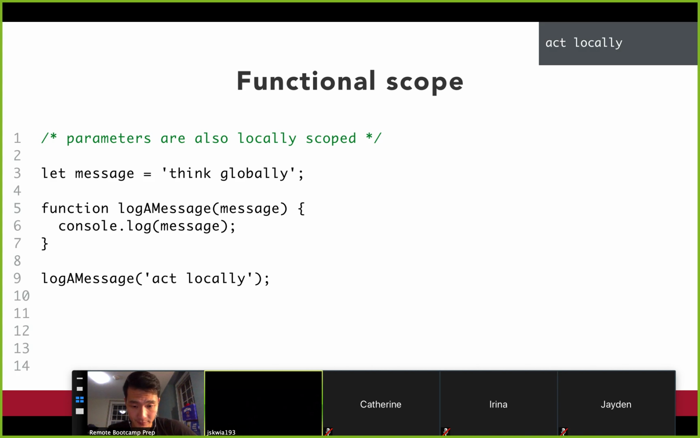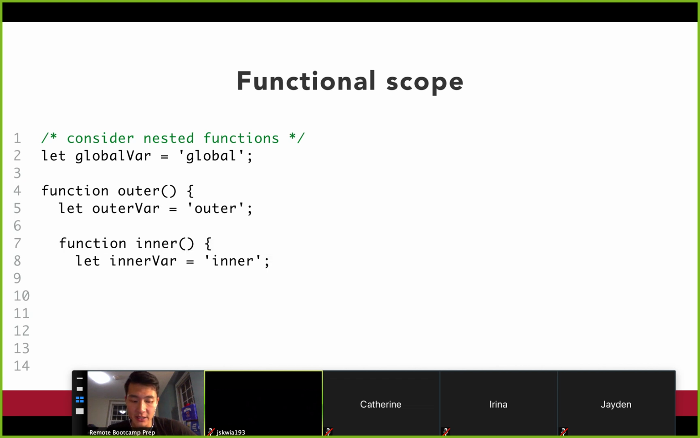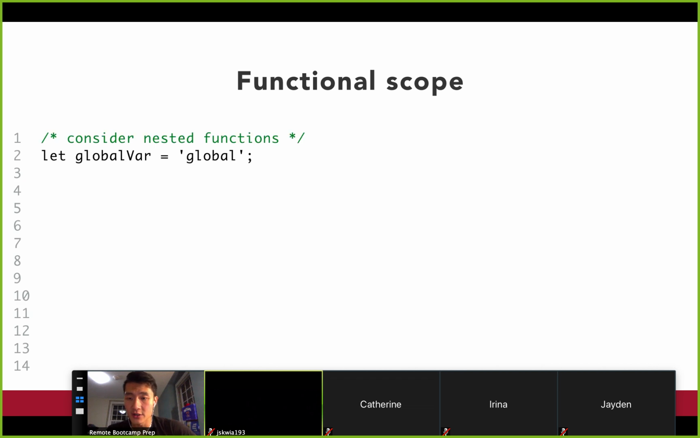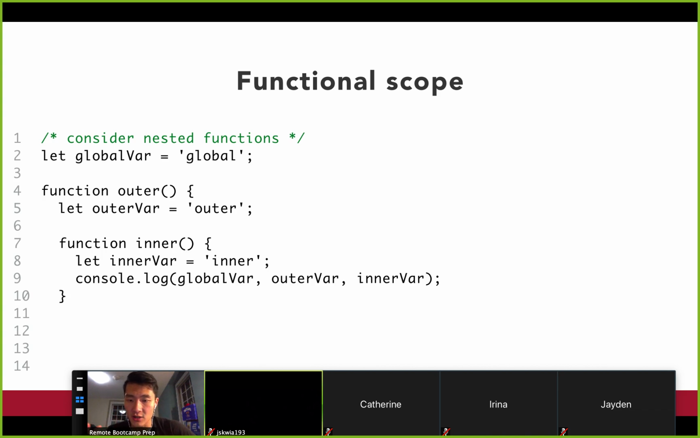Cool. All right. So here, if we take a look at something a little bit more complicated, let's look at a nested function. On line 2, we create a variable called global var, and we set it equal to the string global. On line 4, I have a function called outer. Inside this outer function, I create another variable called outer var, and I set it equal to the string outer. Inside this outer function, I have a function called inner, and inside of that, I create a variable called inner var, set it equal to the string inner. Okay. So far, all I've done is created 3 variables: global var, outer var, inner var.